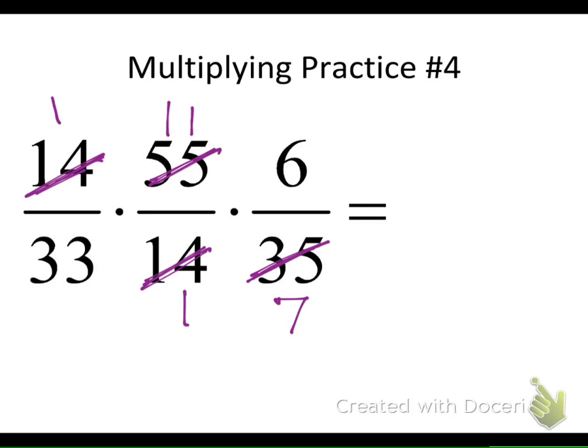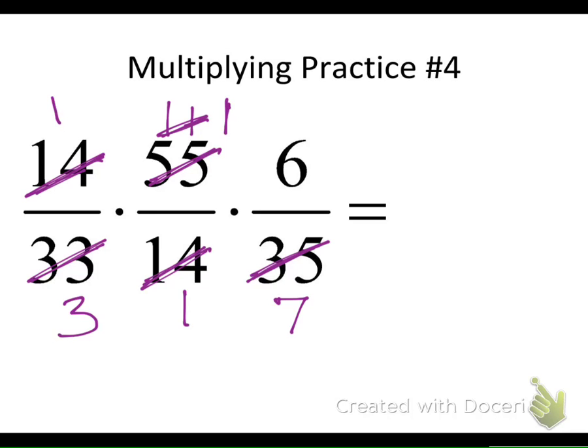The 33. 11 and 33 are both divisible by what number? It's a number that we haven't talked about. They're not both even. It's not 2, 3, or 5. 11 is a prime number, right? Meaning it's only divisible by 1 and the number itself. So what's this number? 11. What's 11 divided by 11? What's 33 divided by 11? 3.